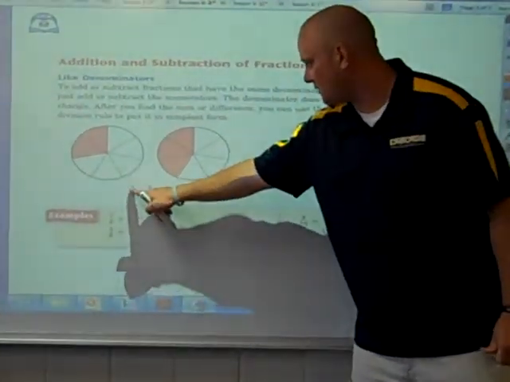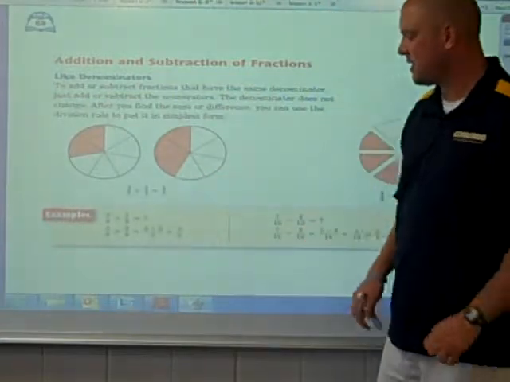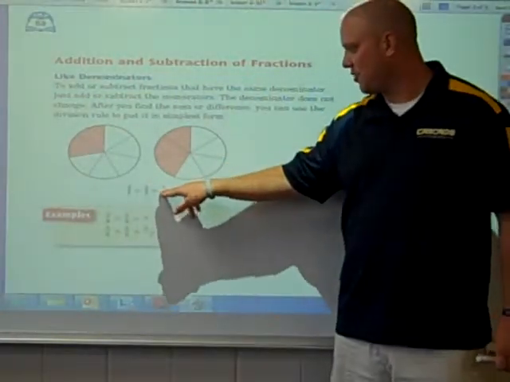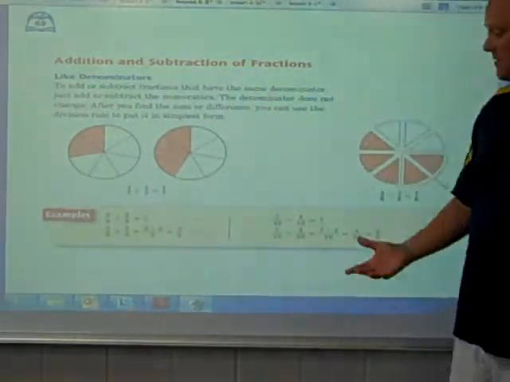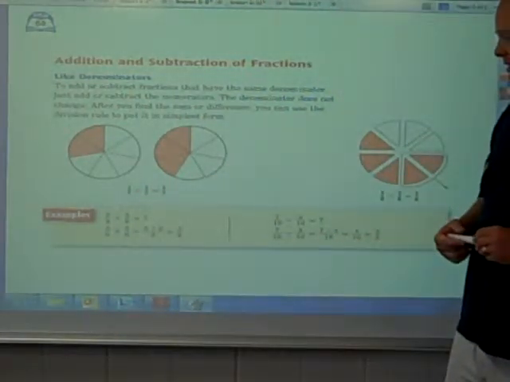You can see here if you have 2/7 plus 3/7, you simply add your numerators and get 5, and then the denominators you never really do anything with, so it stays the same. That ends up being 5/7.